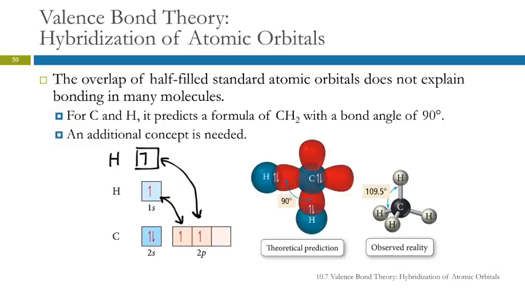You see what's happening here? We're taking these individual orbital shapes, and we're bringing the atoms together, and we're having the orbitals overlap with each other, kind of like sticking together. This is not what we observe in reality. In reality, we observe that carbon and hydrogen form a compound that has 4 hydrogens, not 2, and that the angle's not 90 degrees, it's 109.5. It's actually a perfect tetrahedron. So obviously something is missing. Any questions?